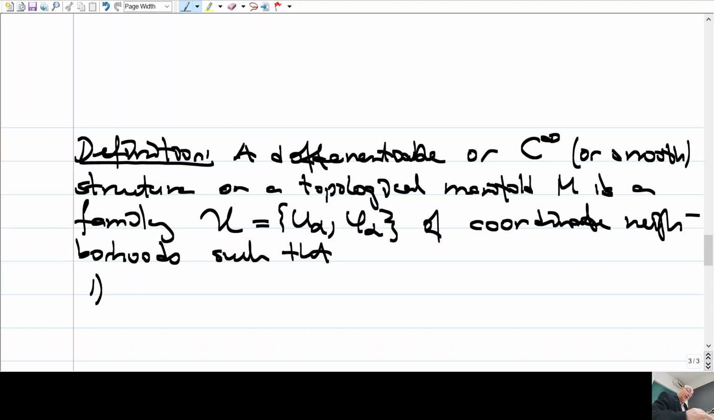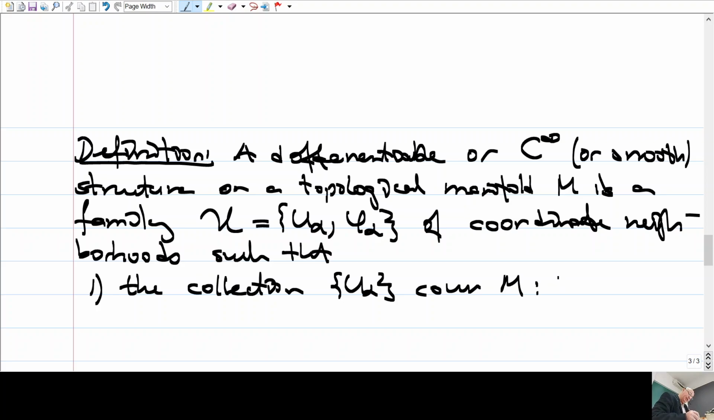And we ask the following: these open sets cover M. So the collection U alpha cover M. Ne demek? Yani M bunların union'una eşit.